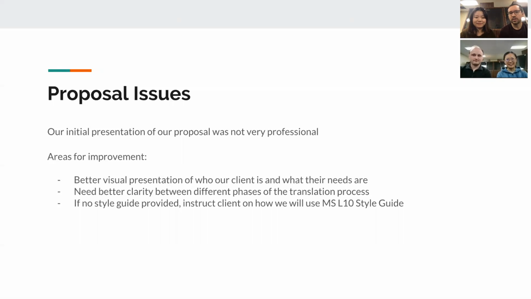So overall, the proposal we believe went smoothly, but there were definitely three areas that we agreed as a group that we could definitely improve in. The first being a better visual presentation of who our client is and what their needs are. The second is we needed better clarity between the different phases of the translation process. And the last was that the client didn't provide a style guide, and we believe that we didn't do enough to inform the client of what a style guide is and that they could possibly add feedback, and it's best to add the feedback at the very beginning of the whole proposal.